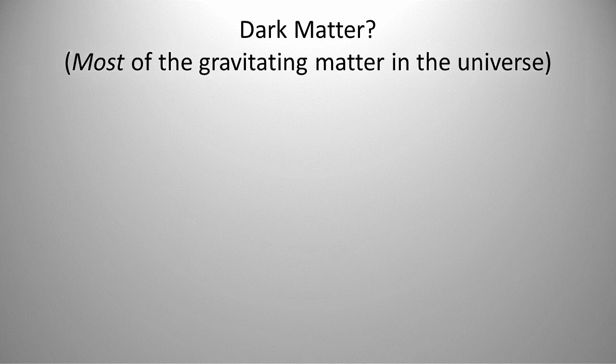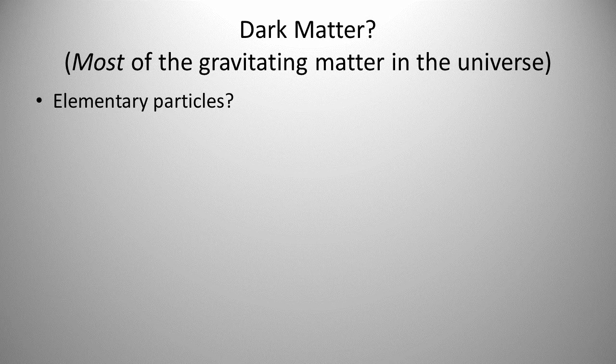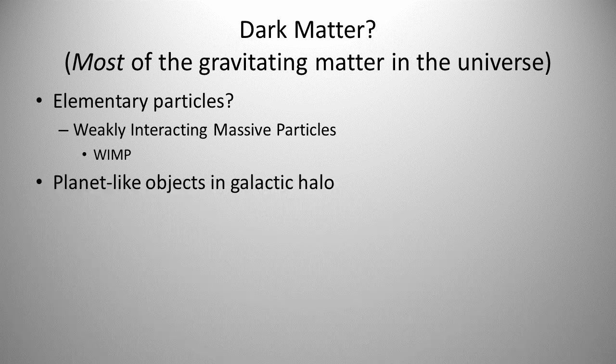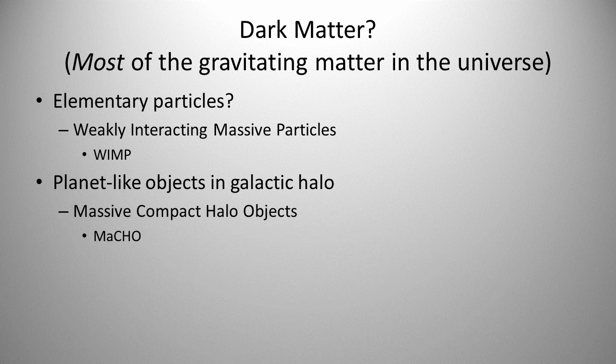Guesses range from exotic subatomic elementary particles, some called weakly interacting massive particles, with the clever acronym WIMP, to lots and lots of small planet-like objects in the galactic halo, a roughly spherical region around galaxies. Some of these are called massive compact halo objects, with the equally clever acronym MACHO, or machos. So it comes down to whether dark matter is wimpy or macho.